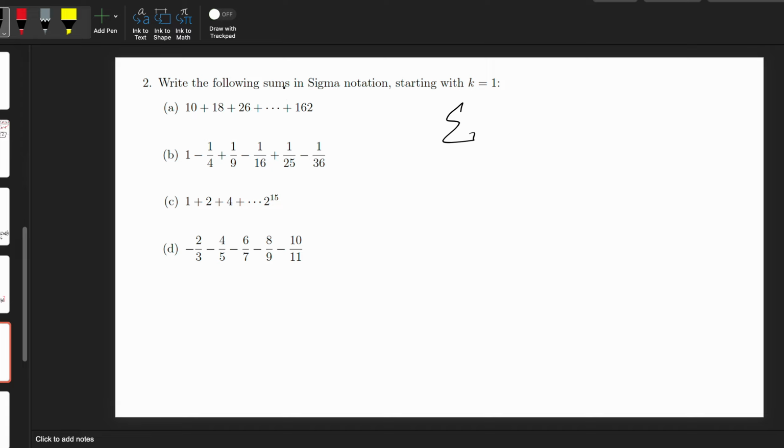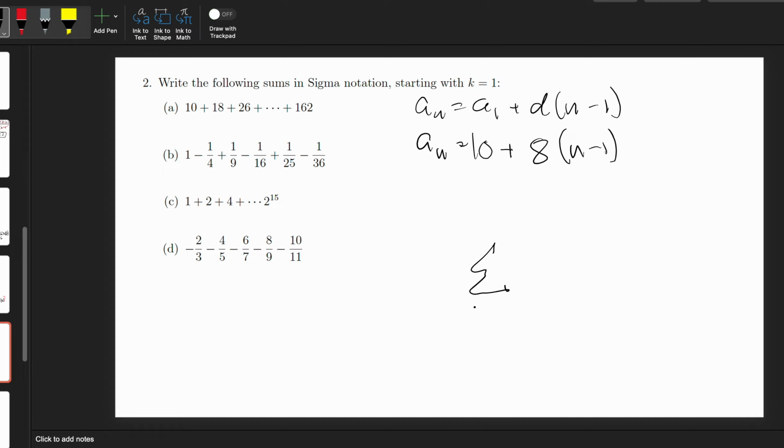Okay, fine. So that means that a sub n equals a sub 1 plus d times n minus 1. That means a sub n is 10 plus d is 8, n minus 1. But now there's a problem. I can't just say, okay, this is the sum from k equals 1 of 10 plus 8 times n minus 1. I can't do that. Why? Because there's no limit. I don't know when to end. Well, ideally, I want to end at 162. That's my last term, so that's what I want to end at. But what number does that correspond to?